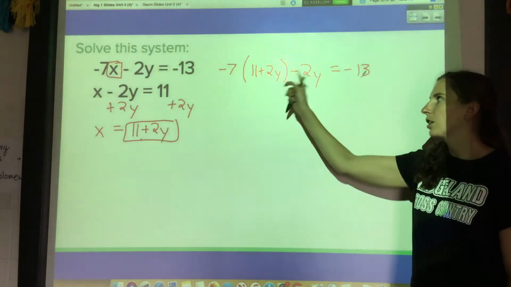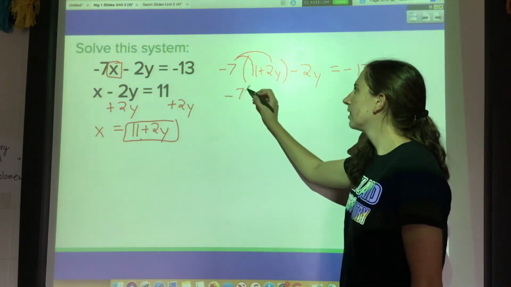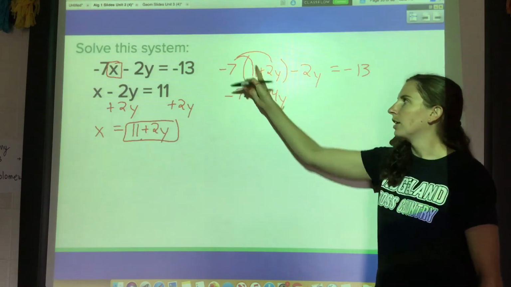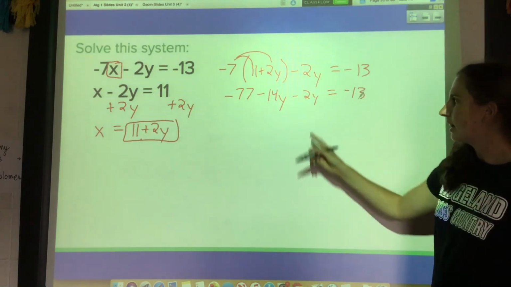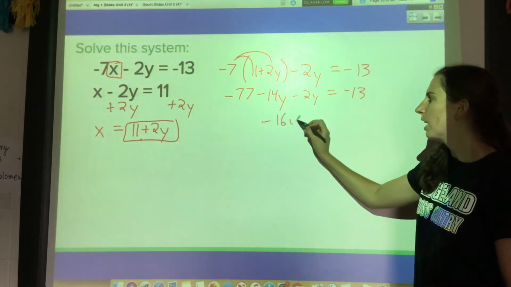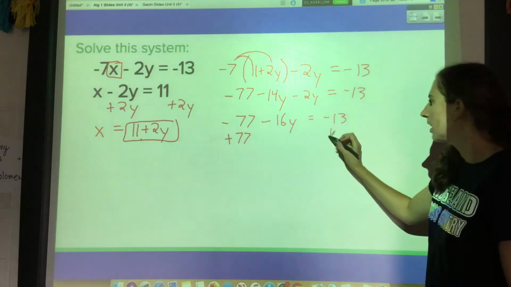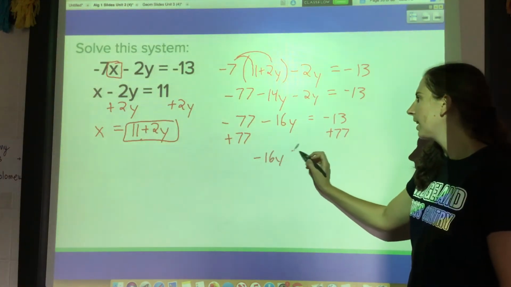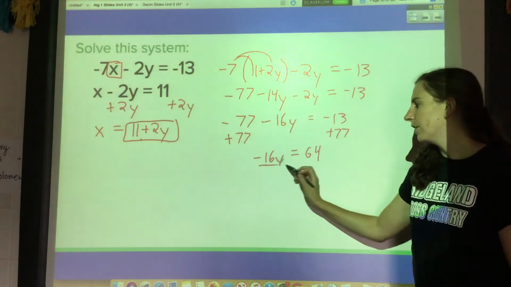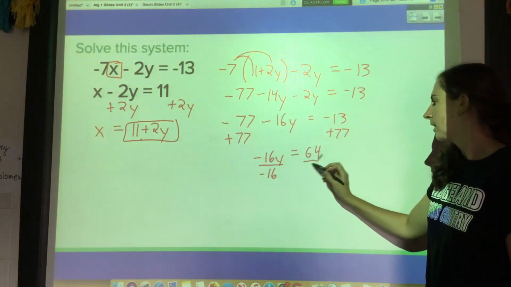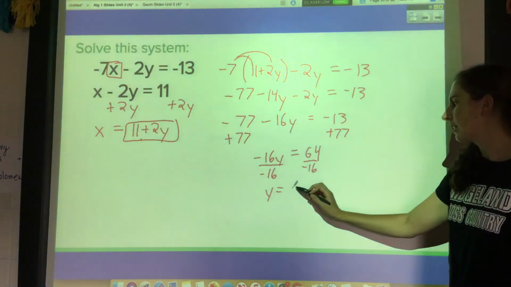And now I've got it all just in terms of y, and so I can solve for y. So distribute the -7. So -77 minus 14y, still a minus 2y. And this combines to be -16y. Then we'll add 77 to both sides. So -16y equals, what is that? 64. And then divide by -16. And so y equals, and you can put that in your calculator, -4.